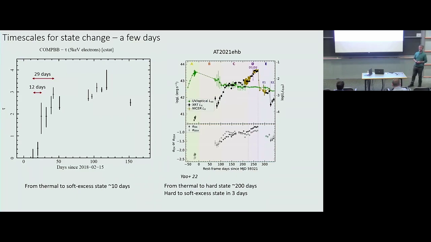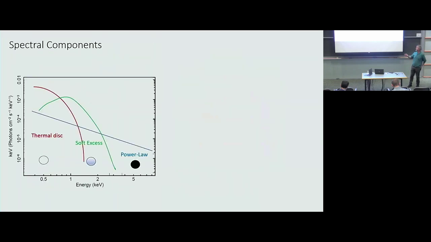21 HB, which is an amazing source, and this changed from the thermal to the hard state in 200 days, and then incredibly rapidly from the hard back to the soft excess state in 3 days. What do we mean by these states, so that we're all on the same page?